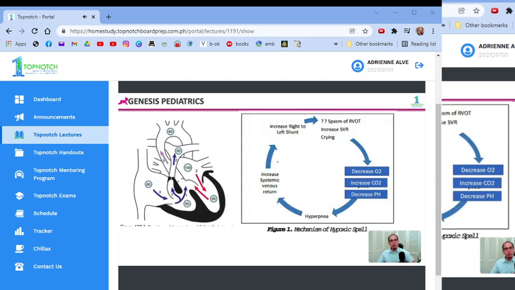Does it make sense? Clear so far? Okay, so how do you manage your TET spell? You manage your TET spell by countering these mechanisms. You give oxygen to address the hypoxia. You give morphine to sedate the patient and hopefully decrease the respiratory rate. You give bicarbonate and fluid hydration to address the acidosis. Does it make sense? So ito yung sinasabi ko, if you know what's going on, if you know the pathophysiology, then you will know the management.